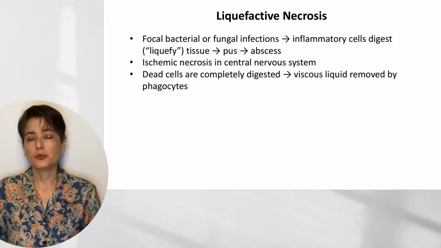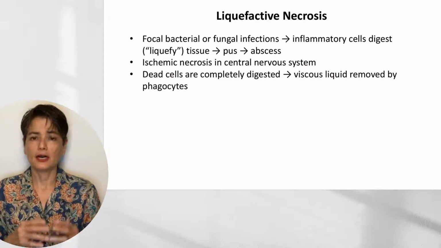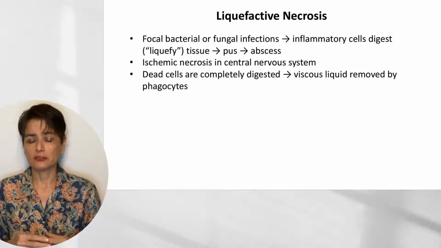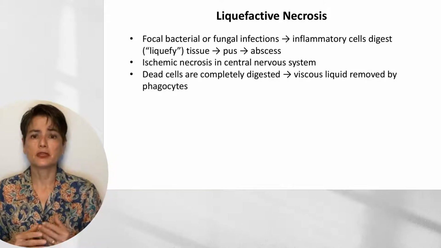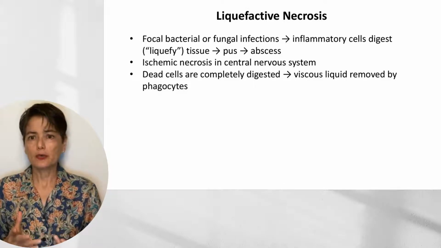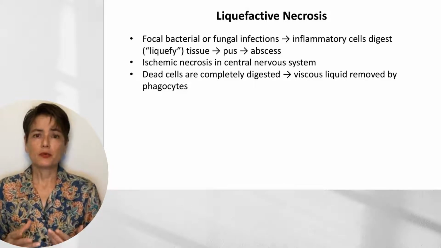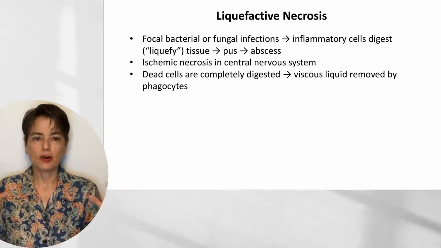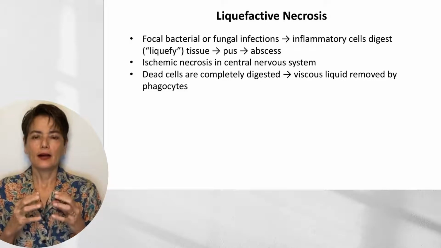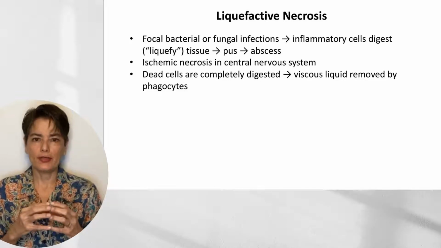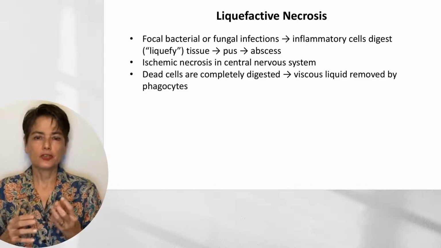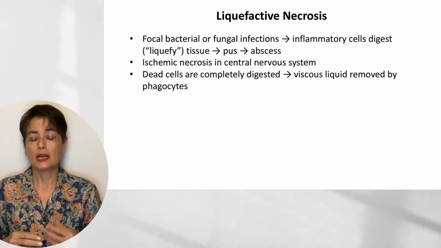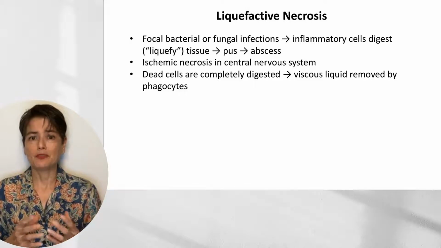So this brings us to, we've talked about coagulative necrosis and said it's usually associated with an infarct. Let's now talk about liquefactive necrosis, which is also related to infarcts, specifically in the central nervous system. So liquefactive necrosis can be seen with focal bacterial or fungal infections because as inflammatory cells rush into that tissue and attack the microbes, they're going to liquefy that tissue. And this sort of gooey mess of dead inflammatory cells and liquefied tissue is pus. And if you have a localized collection, it's referred to as an abscess.